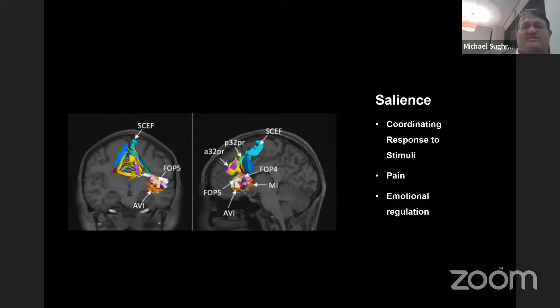And more importantly, this area SCEF is actually half of the SMA. So when we think about SMA syndrome, we know that we recently published a paper showing that FAT injury causes SMA syndrome. And the SMA syndrome is a failure to initiate. So unsurprisingly, the salience network has part of that.